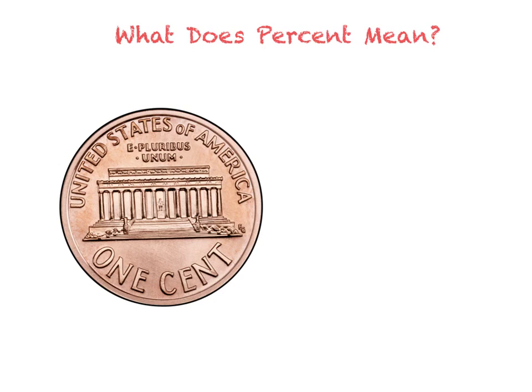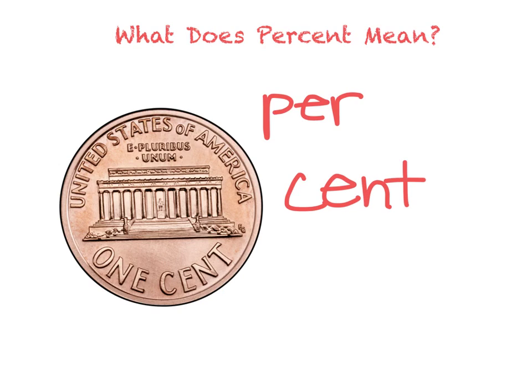So what does the word percent mean? Well, if you break this word down into its two parts, you'll find the first part, per, and you'll find the second part, cent. Now the first part, per, means for each, and a cent means, of course, 1 cent. So if you put this all together, you have for each cent.